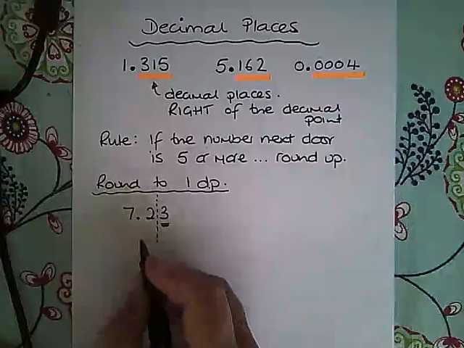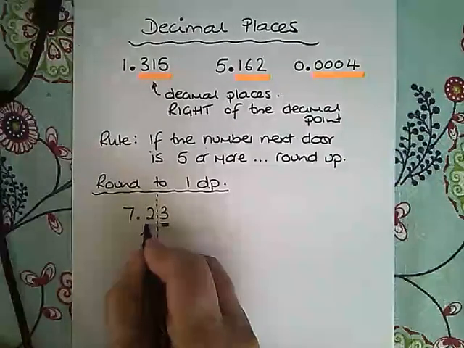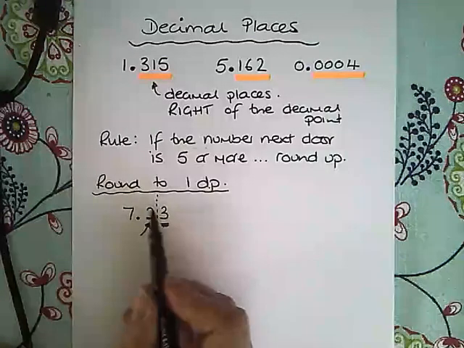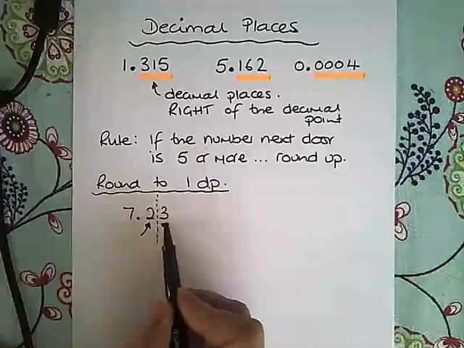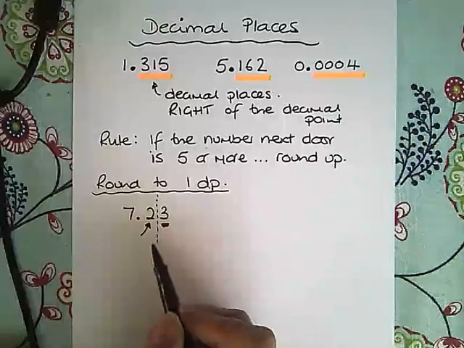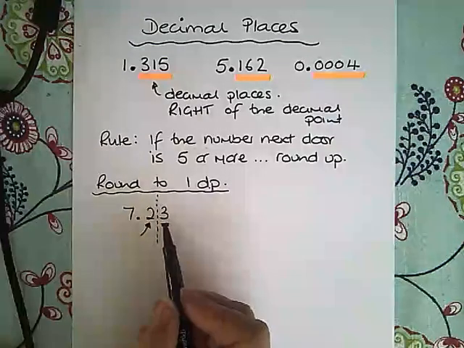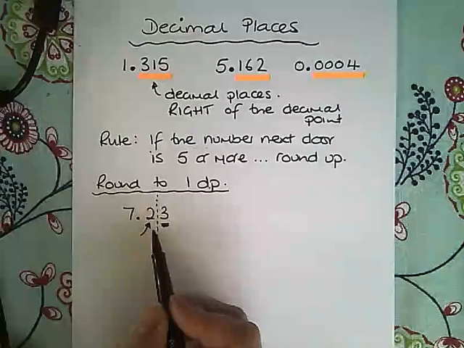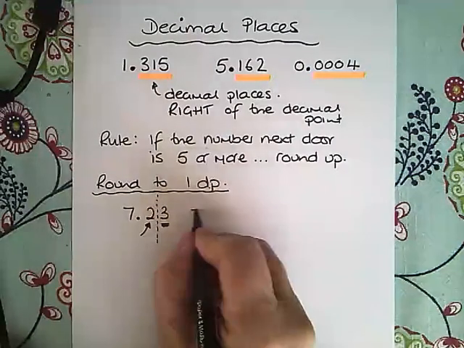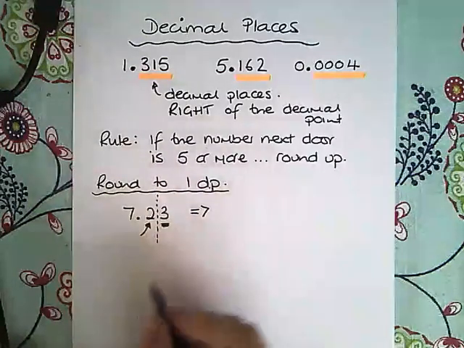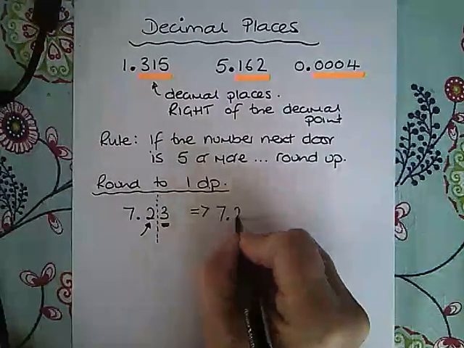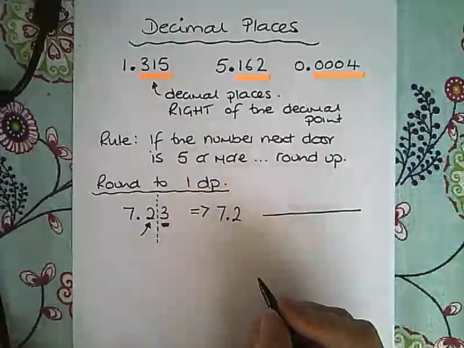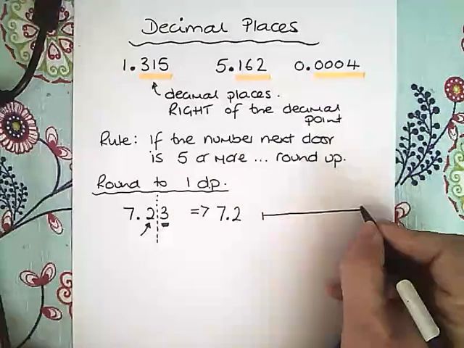I want to write down 7.2 because that would be 1 decimal place, but whether I'm going to write down 7.2 or not depends on what the number to the right of the 2 is. And in this case, the number next door is not 5 or more, so I'm just going to leave it as 7.2. So when I round that to 1 decimal place, it becomes 7.2. And if we look at that on a number line, that might help you visualize what's going on with this rounding to decimal places.